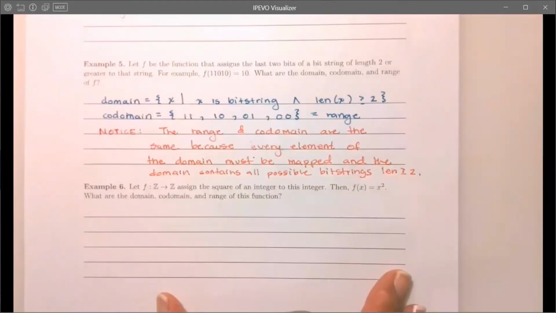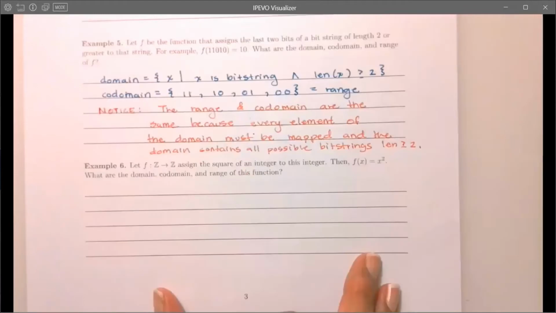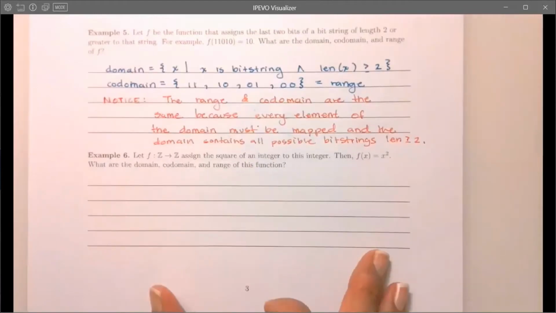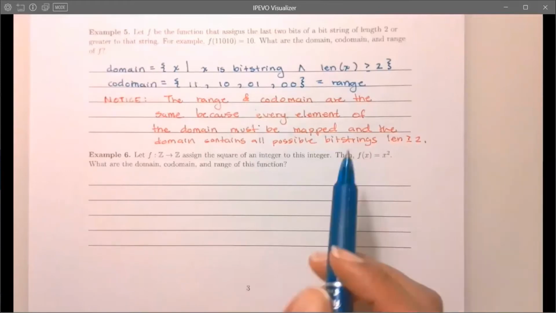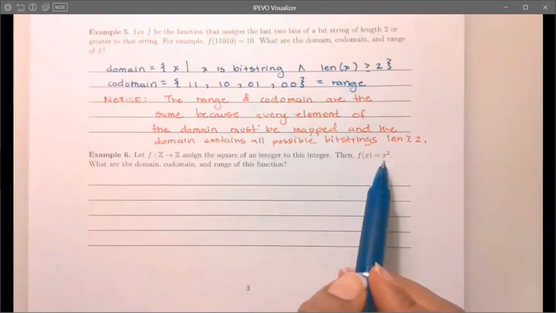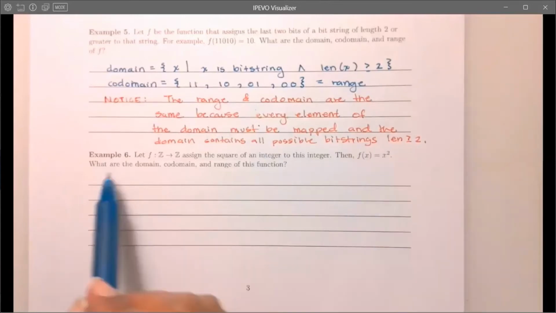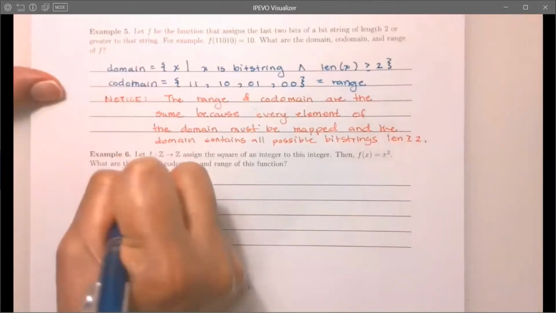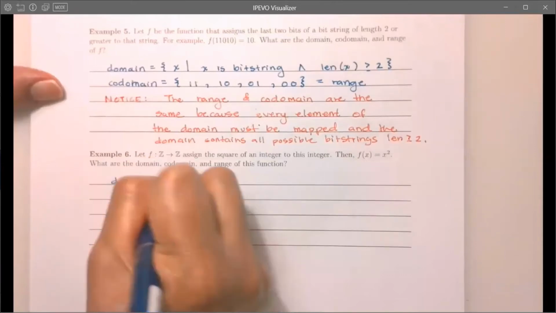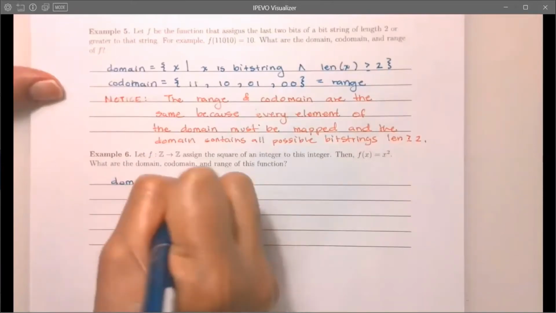Okay, example number 6. Let f be a function from the set of integers to the set of integers, and let it assign the square of an integer to this integer. So that basically means we have f of x is equal to x squared. What are the domain, codomain, and range of this function? So again, the domain, they tell us what it is. The domain is simply the set of all integers. And the codomain, they also tell us what it is. It's the set of all integers.